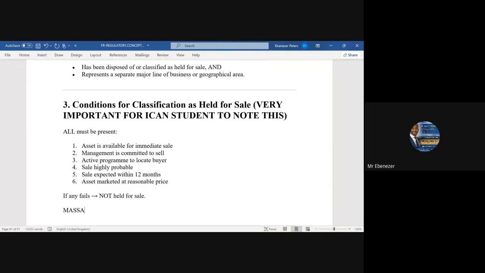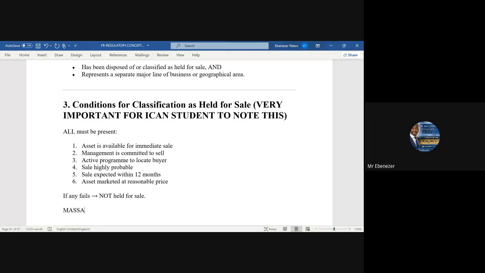MASA. The M stands for management is committed. A stands for asset is available for sale. S stands for sale is highly probable. The other S stands for sale must be done within 12 months, and the other A stands for asset is marketed at a reasonable price. So MASA, don't forget MASA.